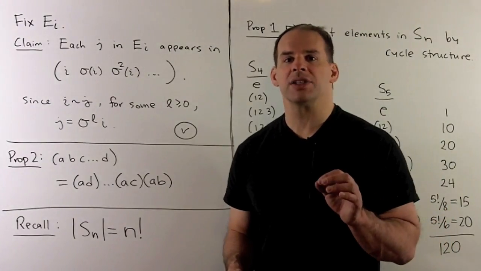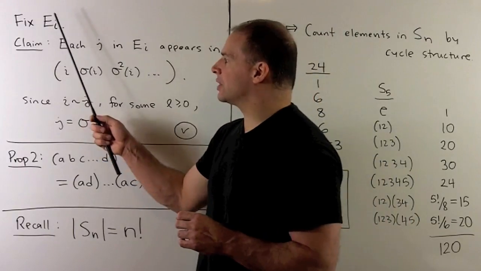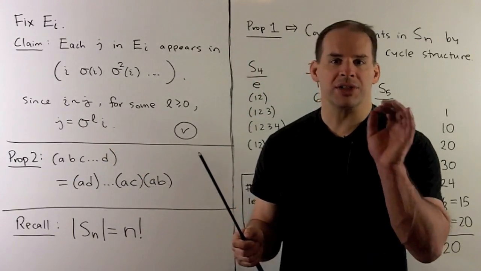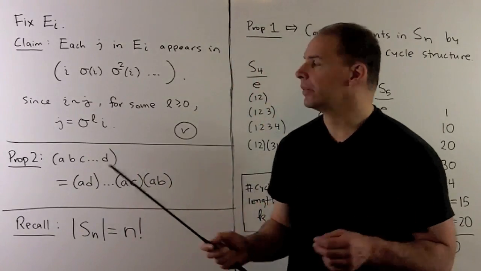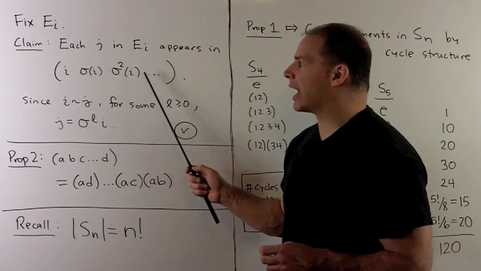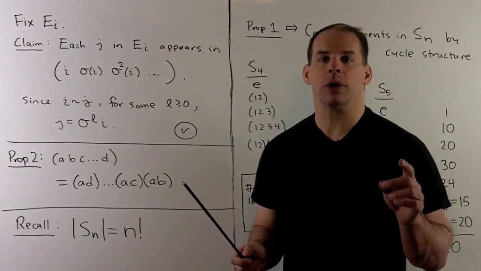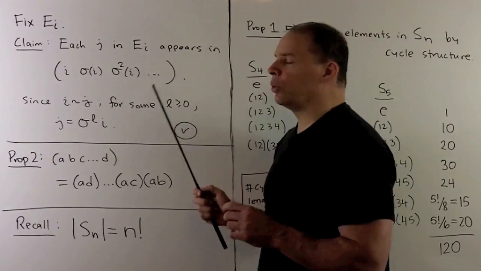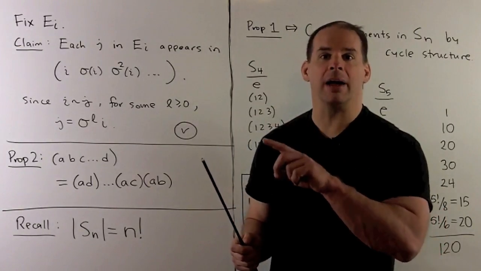To each equivalence class, we attach a cycle. So we'll fix a class E sub I. We get a cycle by sending I to sigma I under sigma. Sigma I goes to sigma squared I under sigma, and so on. Because S sub n is finite order, our list is going to end when we get to sigma to its order less 1 applied to I.